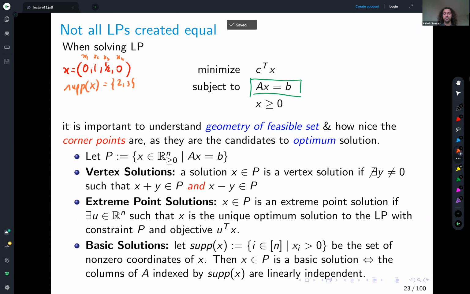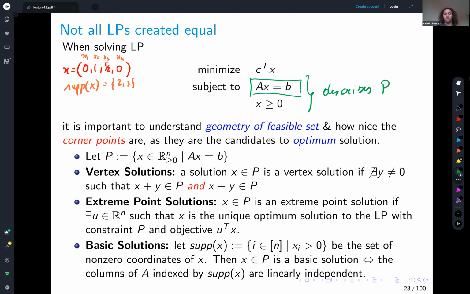Now, if you look at the support of x, which is the set of non-zero coordinates of a solution, and this x is in the polytope, which just means that x satisfies these constraints that describe the polytope. Now, x is going to be a basic solution if and only if the columns of A indexed by the support of x are linearly independent.